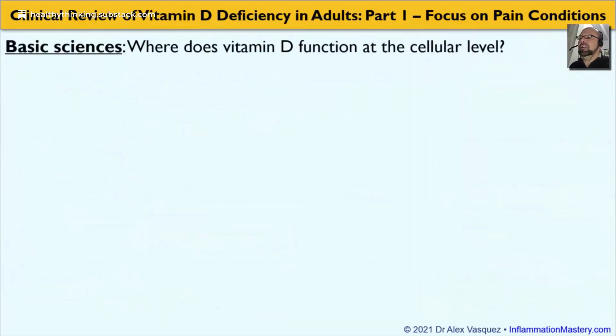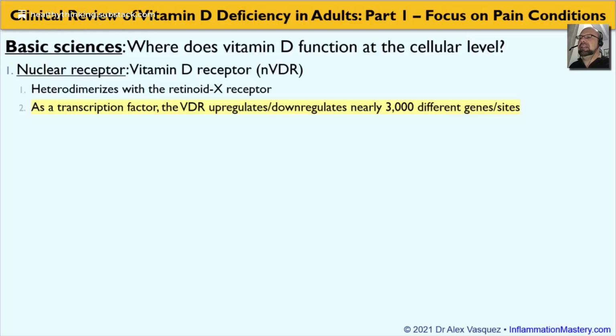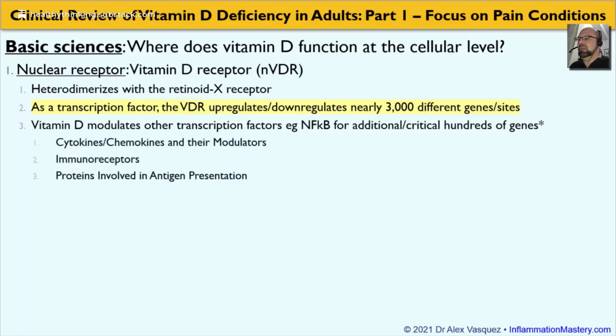So, my basic science question is, where does vitamin D function at the cellular level? The answer to that question is at the nuclear receptor. So vitamin D actually docks onto a vitamin D receptor, a nuclear vitamin D receptor, which heterodimerizes with the retinoid X receptor. As a transcription factor, the vitamin D receptor upregulates or downregulates nearly 3,000 different genes or DNA docking sites. Vitamin D also modulates other transcription factors such as NF-kappa B, which, as most of you know by now, is absolutely critical for the transcription of hundreds of genes, especially those related to inflammation and immunity.